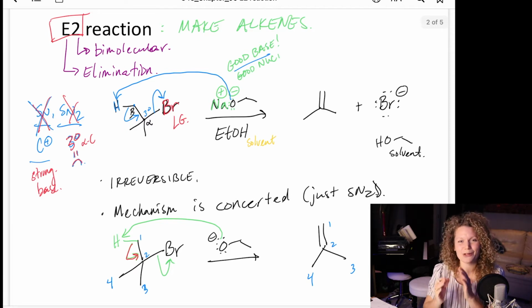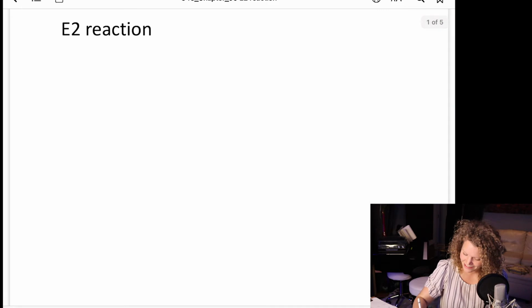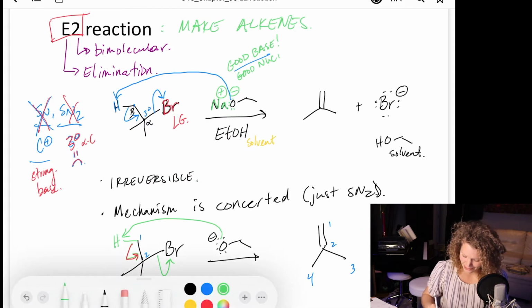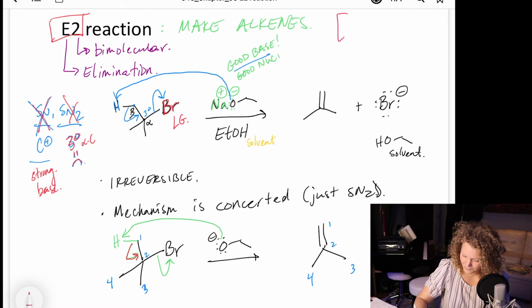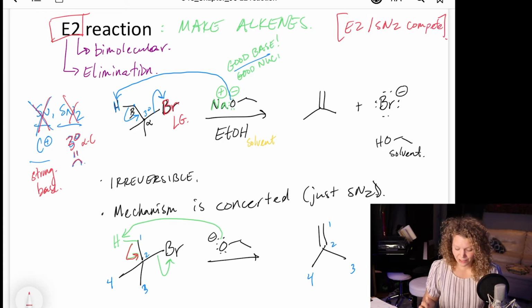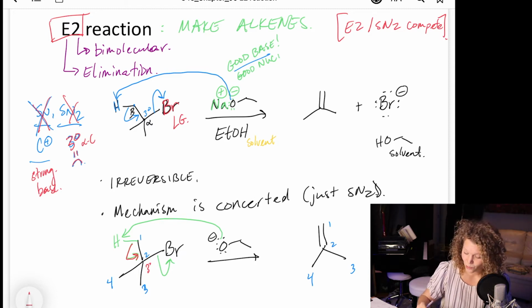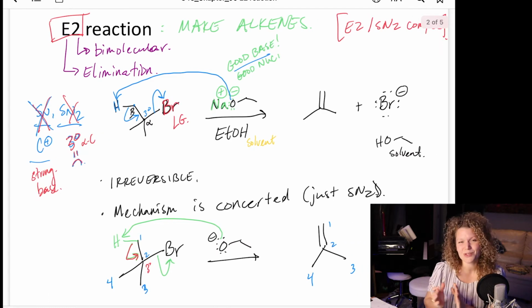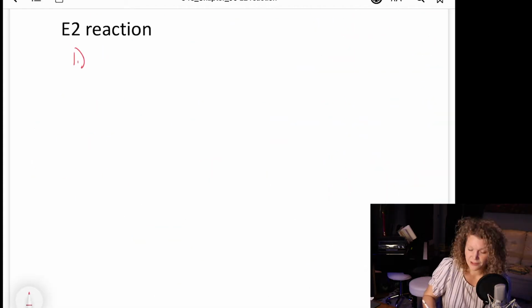What we're going to do now is look at the requirements for an E2 reaction, and then later on, we're going to talk about this whole E2 SN2 competition. Let's write this down so that we know to review it. E2/SN2, they compete. The example I showed you here was this tertiary carbon. So no SN2 happens, but there are cases when we can get competition. Okay, so this is just the general mechanism. Let's go into more depth about the requirements for an E2 reaction. The first requirement is we need a good leaving group.